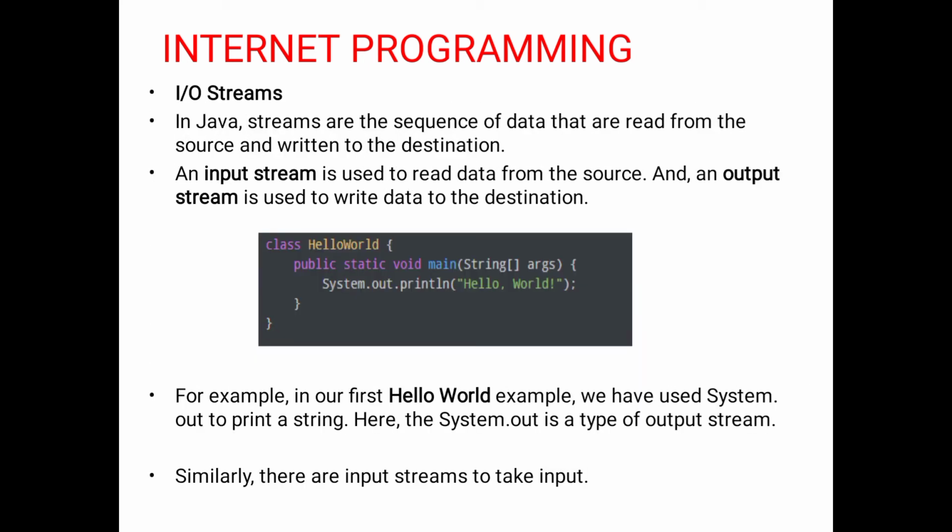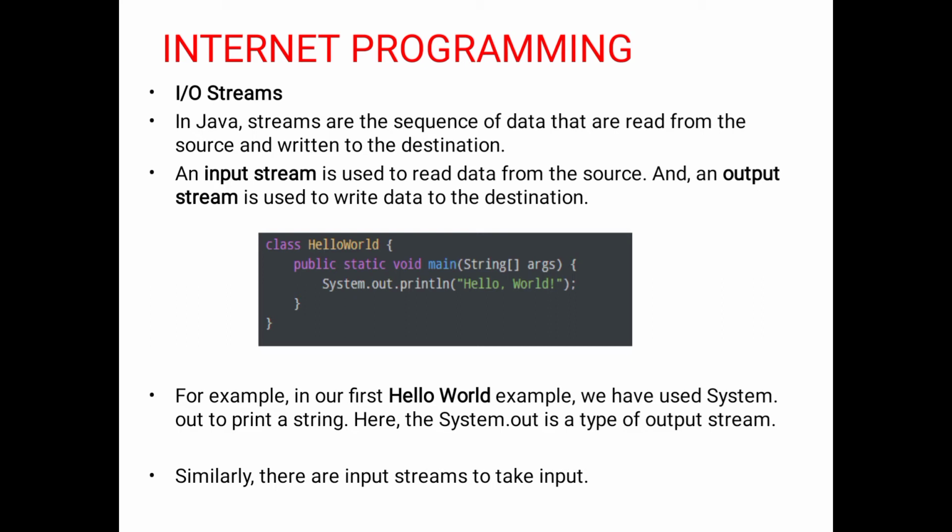The next one is IO streams, in the sense of input output streams. In Java, streams are sequences of data that are read from a source and written to a destination. The input stream is used to read the data from the source, and the output stream is used to write the data to the destination.